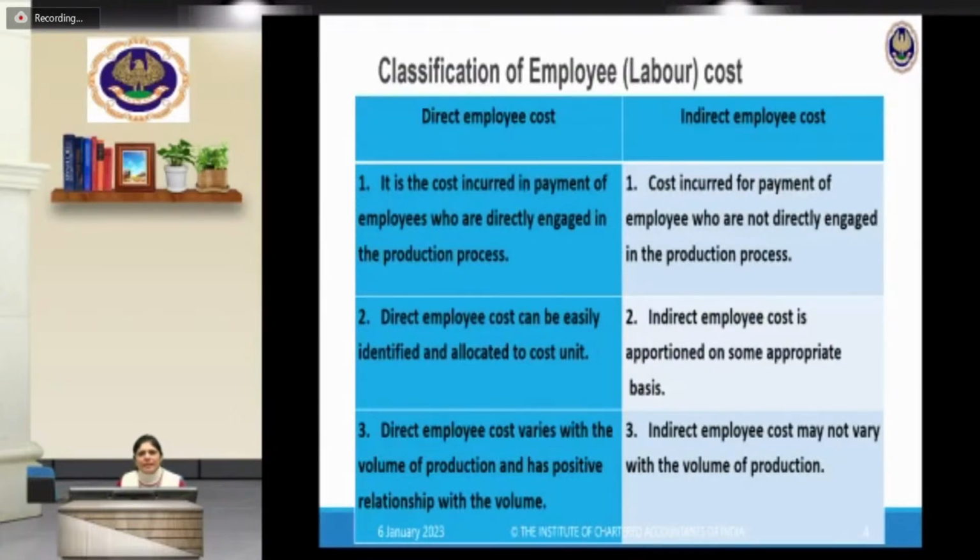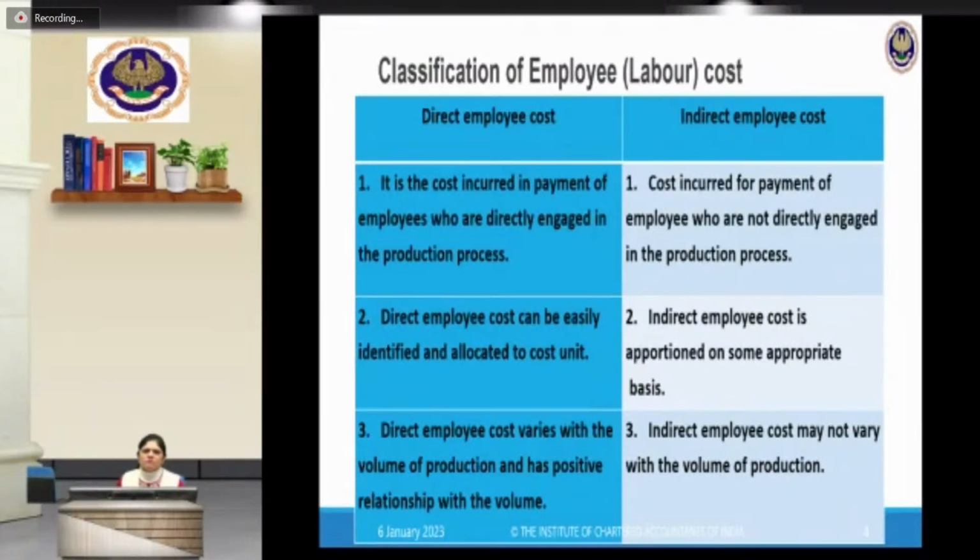Whereas indirect employee cost is the cost incurred for employees who are not directly engaged in production, who are not directly working on the product or on the job. Indirect employee cost is apportioned on some suitable or appropriate basis. So direct cost is always allocated and indirect cost is always apportioned, all right, on some basis. Every department, product or job shares the indirect cost, which we call overheads. By now, you must be familiar with the word overheads. Overheads are generally associated with indirect cost, all right. Indirect employee cost may not vary with the volume of production.